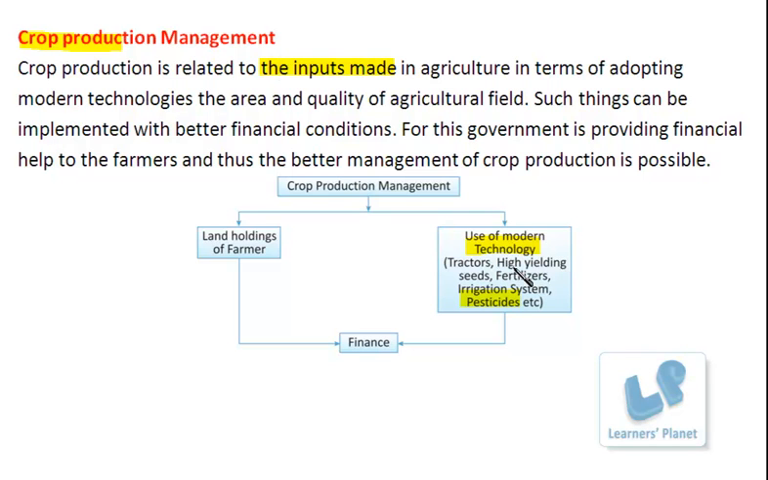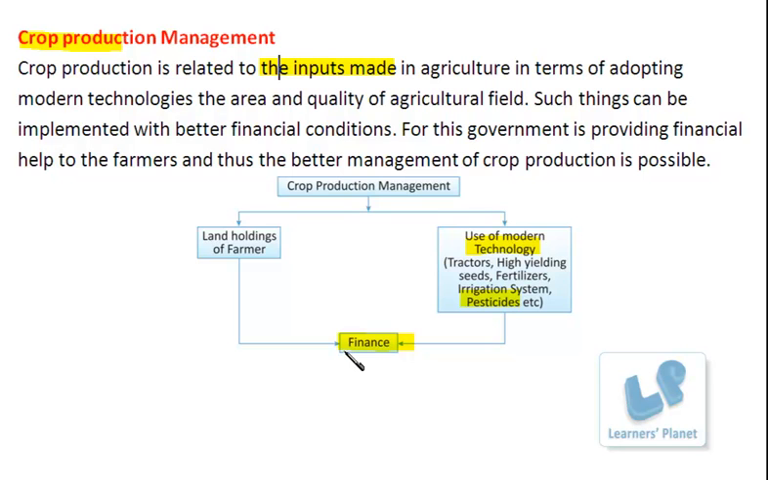Now, whether it is the use of modern technology or good land holding of the farmer, both these things are maintained if the financial condition of the person is good enough. So ultimately, the short aspect is that if the financial condition is good enough, the farmer can actually afford all these technologies and the different requirements related to agricultural practices. So the input is going to be better. And if the input is good, definitely the output is going to be good enough, isn't it?